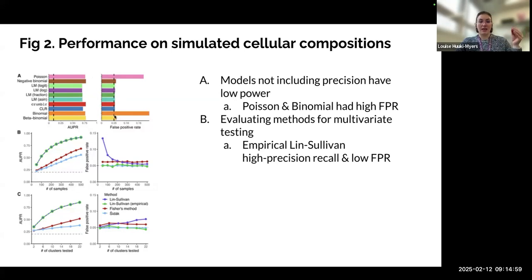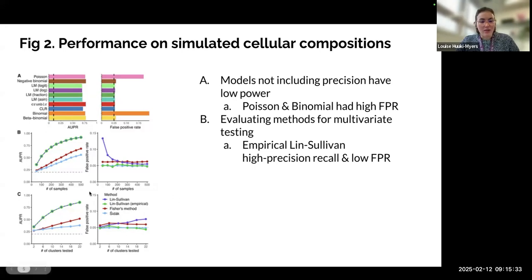So Crumblr is one of the top methods that also has a low false positive rate. And you can see the area under the power curve increasing with the number of samples and number of clusters tested. You can see the Lin-Sullivan methods outperforming the Fisher's and Stouffer method. So they conclude that this empirical Lin-Sullivan method has high precision and recall, but also a low false positive rate.